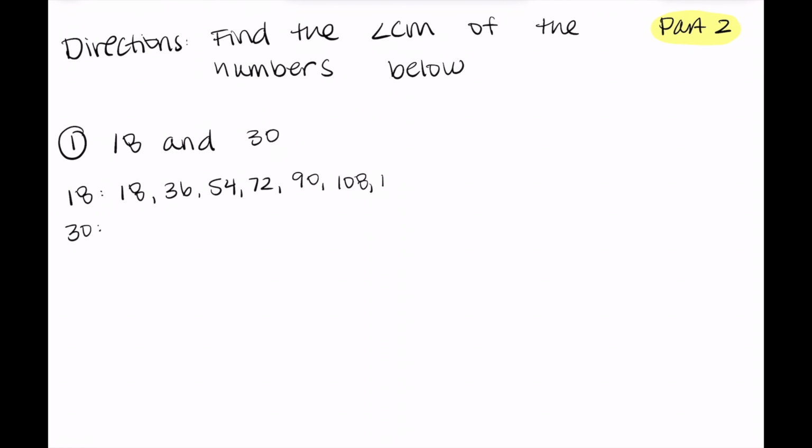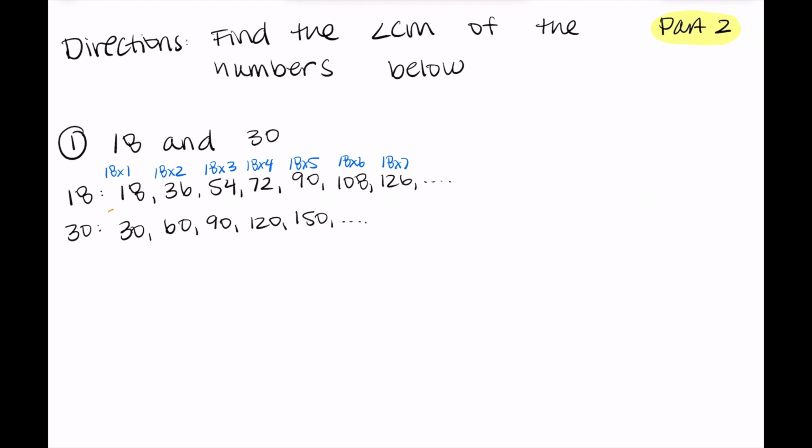So if we go through 18 right now and you write down some of the multiples, we would have 18 times 1 gives us 18, 18 times 2 is 36, 18 times 3 is 54, 18 times 4 is 72, 18 times 5 is 90, 18 times 6 is 108, and 18 times 7 is 126. We'll stop here for now. We'll see if we have anything in common. If we need to go out further, we can, but in this case, we won't have to.